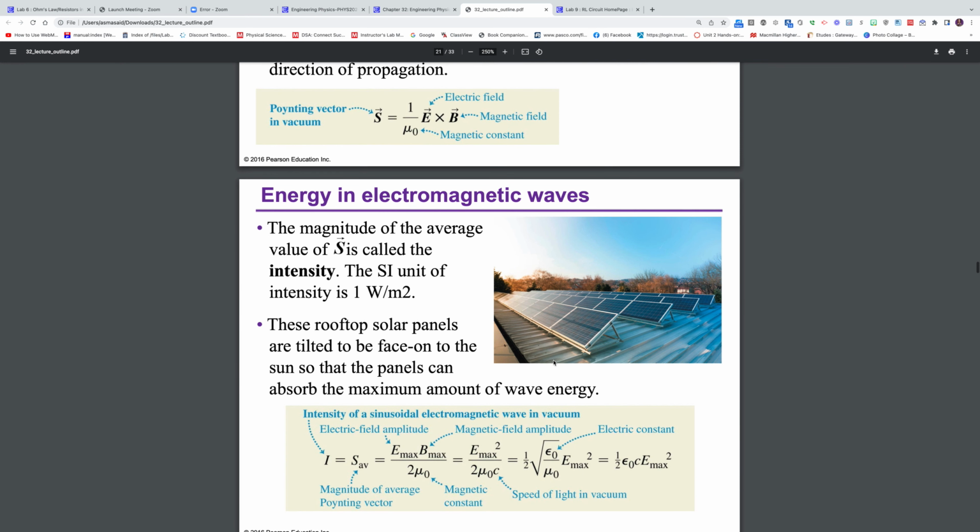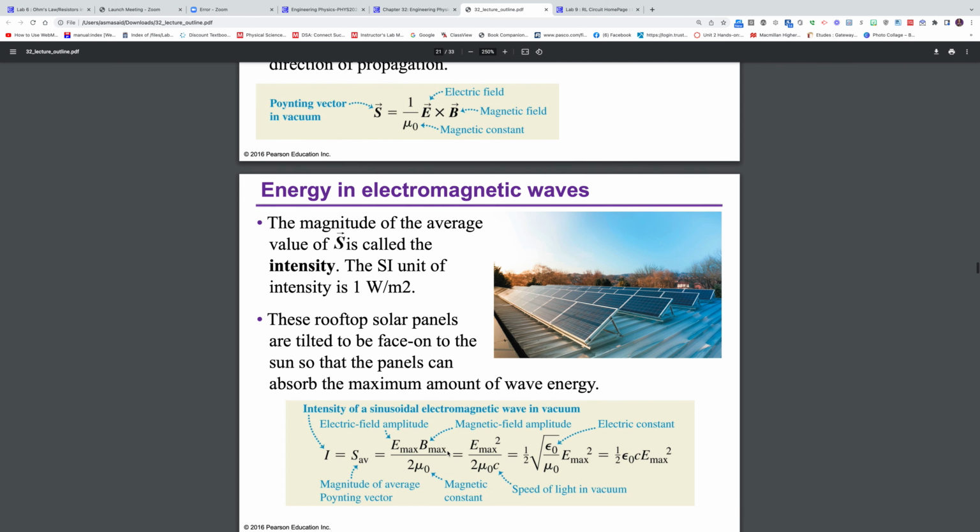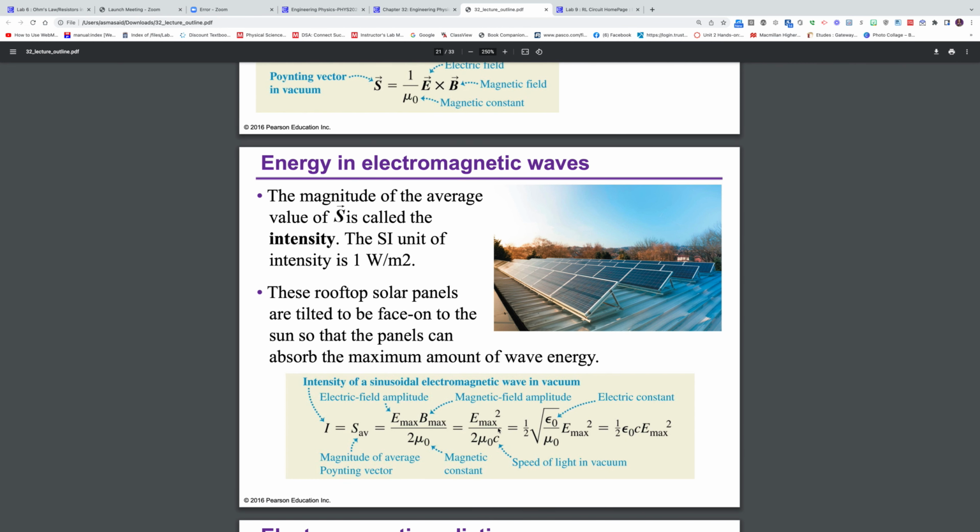And S equals 1 over mu 0 E cross B. Also here, we can say that the magnitude of the average value of S is called the intensity, and the unit for the intensity is watts per square meter. And here we are presenting for you many equations. We will solve one of the questions about intensity and how we're going to use different expressions to calculate it.